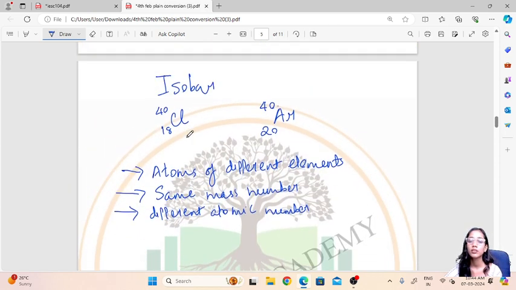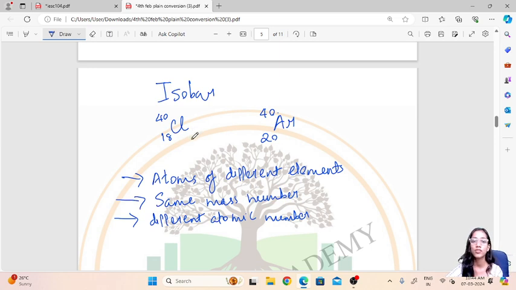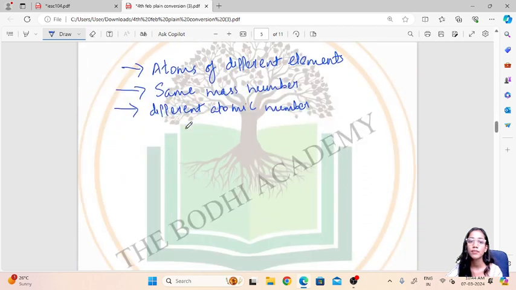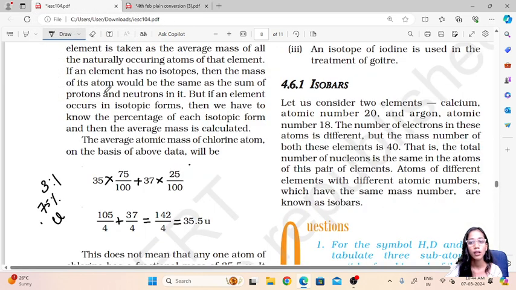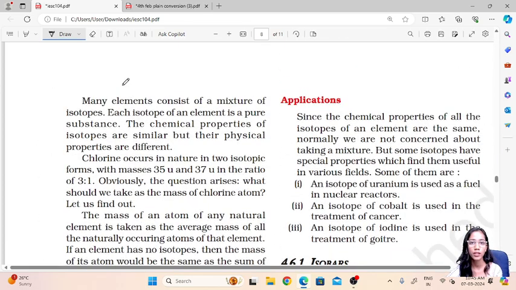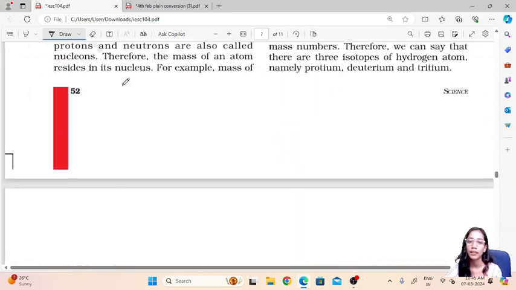Okay, so very important is the differentiation between isotopes and isobars. First of all, isotopes are atoms of the same element, isobars are atoms of different elements. Isotopes have the same atomic number but different mass number, and isobars have the same mass number but different atomic numbers, followed by which we have to write the examples. Okay, so this was isotopes and isobars. Very important is the differentiation and definition of all this, and also the examples. So here we end the chapter.